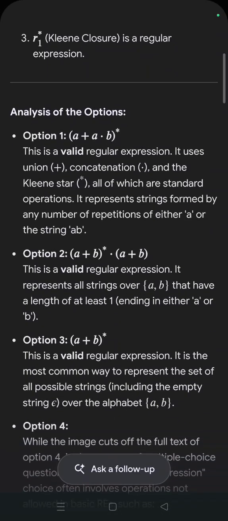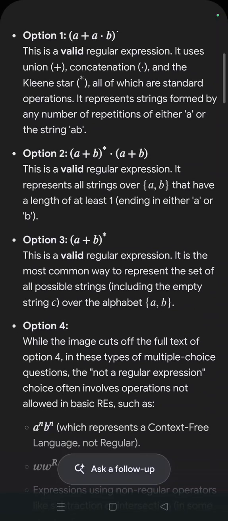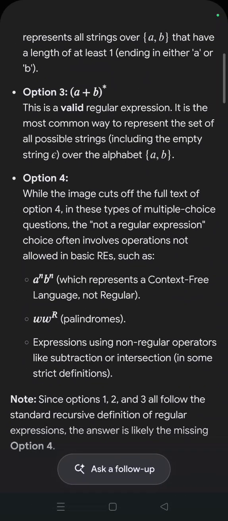Option 2 is a valid regular expression: it can represent all strings of A and B that have a length of at least one, ending in either A or B. Okay, 3 is a valid regular expression. It is the most common way to represent the set of all strings including A and B. Option 4.